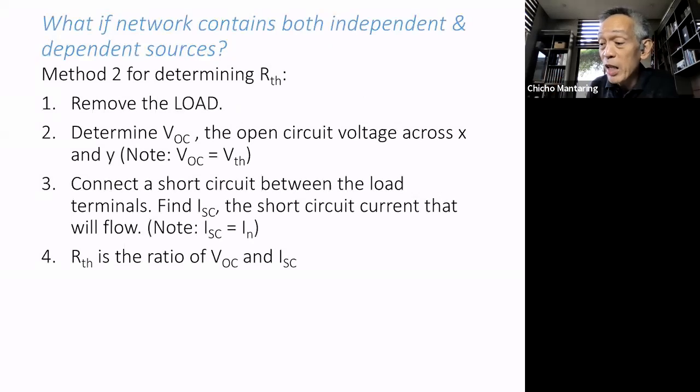Now, what if the network contains both independent and dependent sources? So we're talking about network A. So there's a different procedure now for determining RTH. You remove the load, you get the open circuit voltage across the load terminals, and then you connect a short between the load terminals and you measure the short circuit current, and RTH is the ratio of the open circuit voltage and the short circuit current.